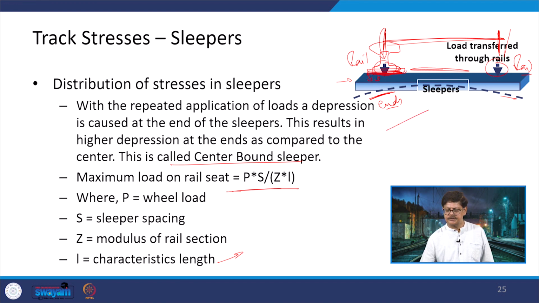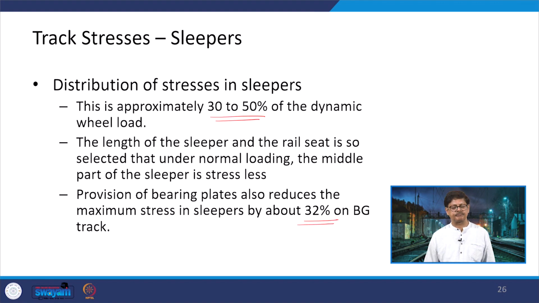This plate will be something like a rectangular or a square plate, and as this bigger area is there, the total area will be considered to come up with a pressure P, and this will reduce the effect in terms of deflection. So, this is another point which can be taken into consideration when we are talking about the stresses in sleepers.